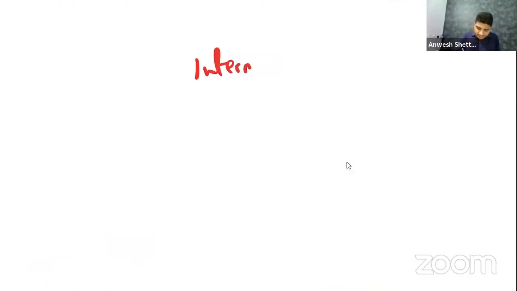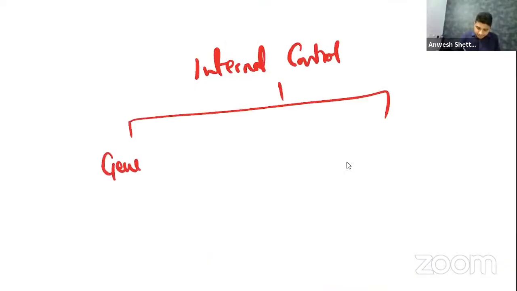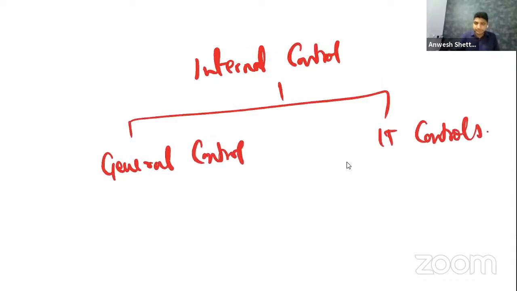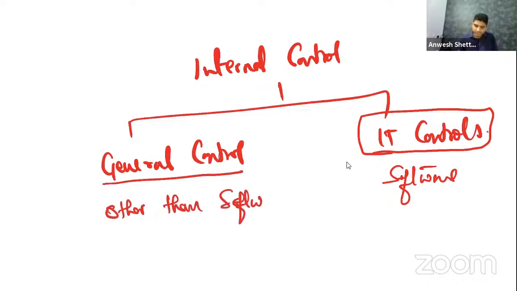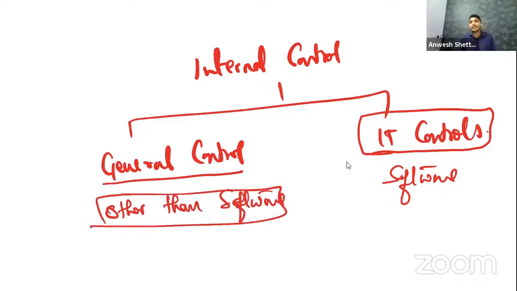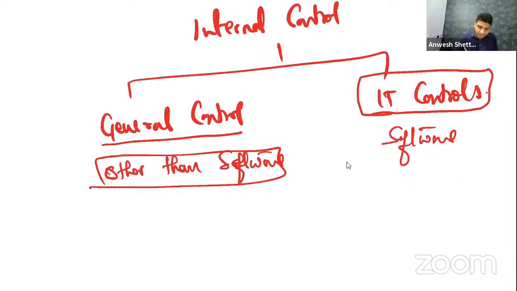So it is like internal control can be classified into general controls and IT controls. Okay, it can be classified into general controls and IT controls. Now, IT controls we discussed, this is only to do with the software. Now, what is general control? General control means other than software.